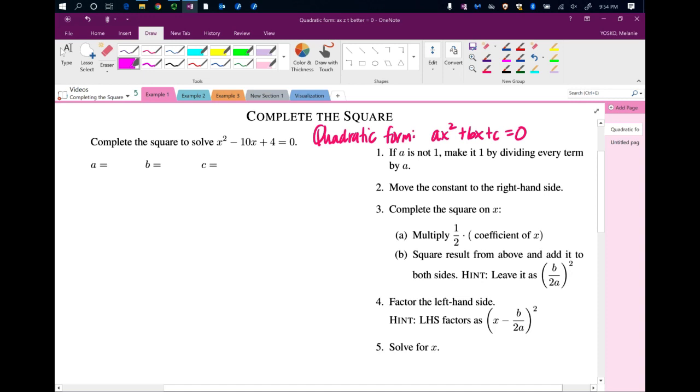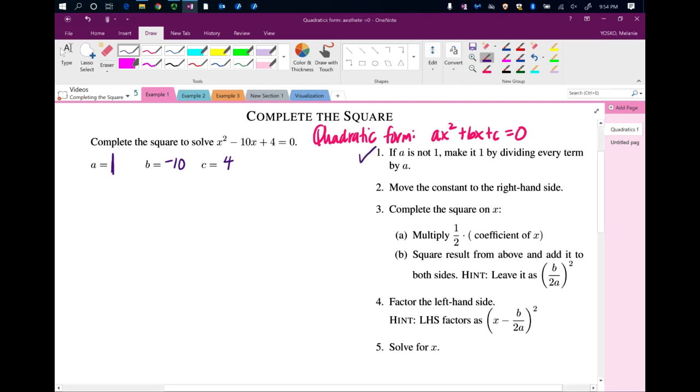So looking at our problem here, what is a? Well, we see a is 1. There's an understood 1 right here, right? B is the coefficient of x, so it's negative 10. And c is the constant, so it's 4. So the first step, if a is not 1, we're going to make it 1 by dividing every term by a. Well, we see a is 1 here, so we're good.